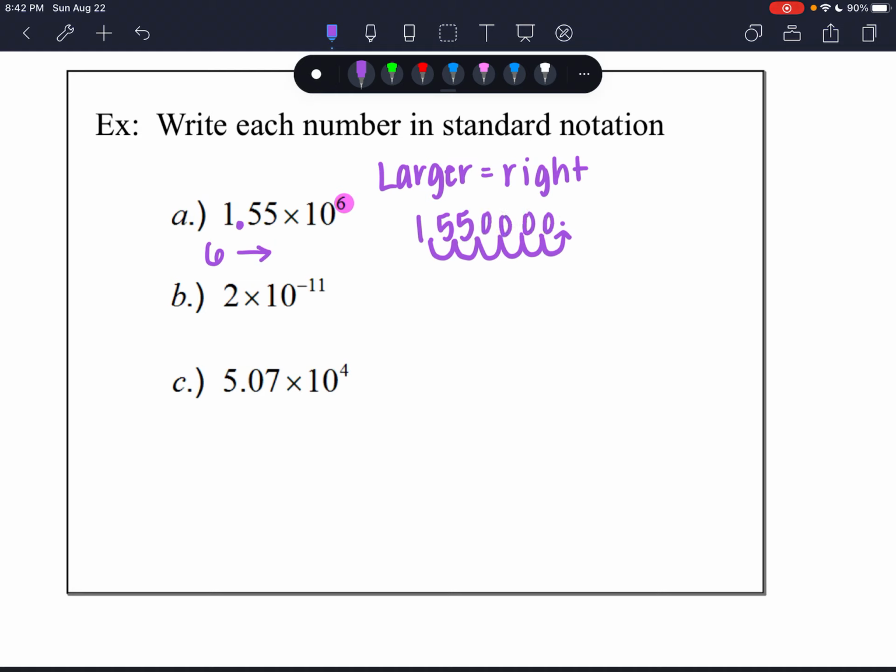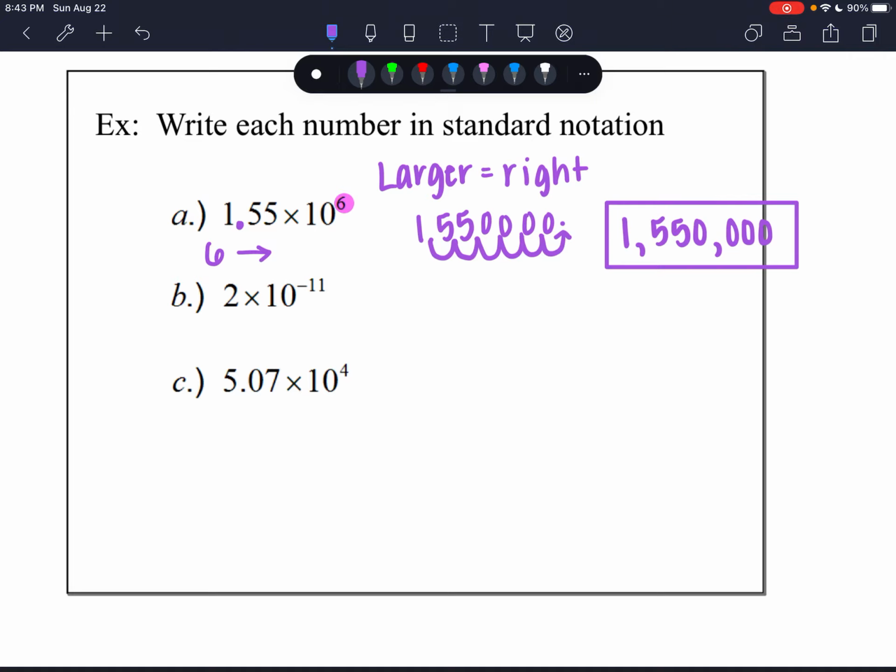Now I'm not going to leave my answer like this because this is really me showing my work. I'm going to rewrite my answer neatly with commas in the correct place. When I rewrite this with commas in the correct place, I now have a nicely written number of 1,550,000.